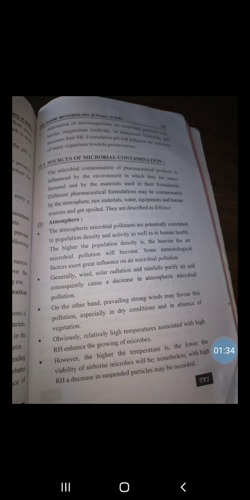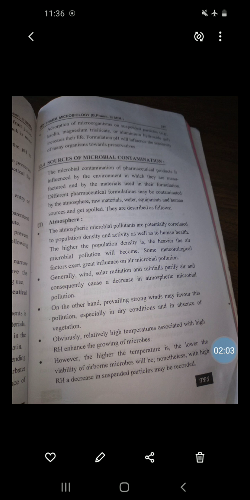First, that is atmosphere. The atmospheric microbial pollutants are potentially correlated to population density and activity as well as to human health. The higher the population density is, the heavier the air microbial pollution will become.